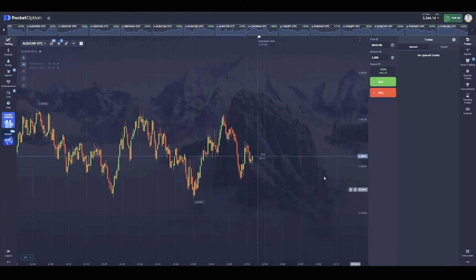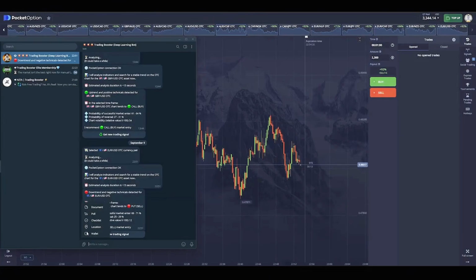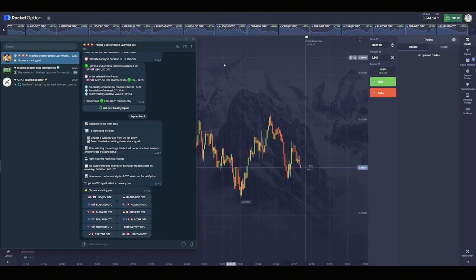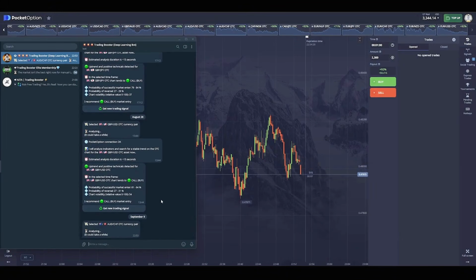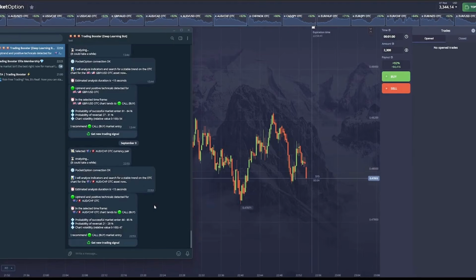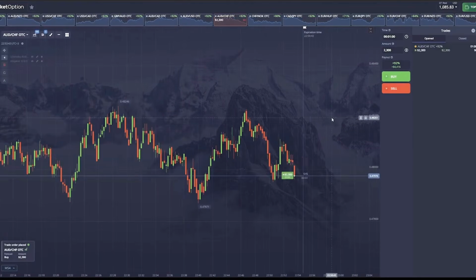I'm choosing the currency pair Australian dollar, Swiss franc. Here too, we have a good sideways movement. So I just selected it in the booster bot, and this will probably be the actual final trade. So as you can see, it's not that hard to work on the OTC market, especially with the booster bot.